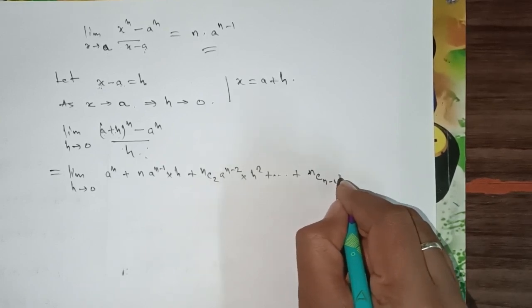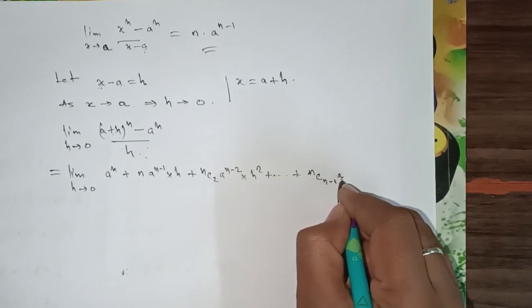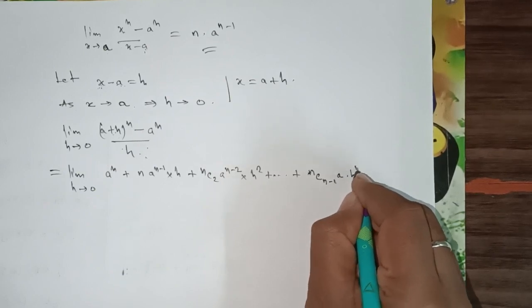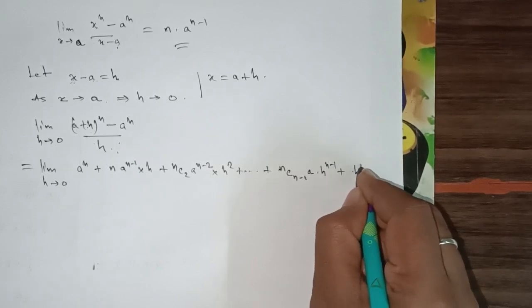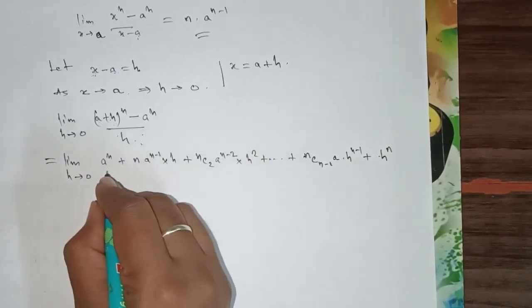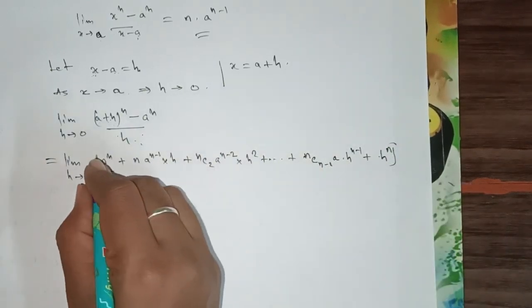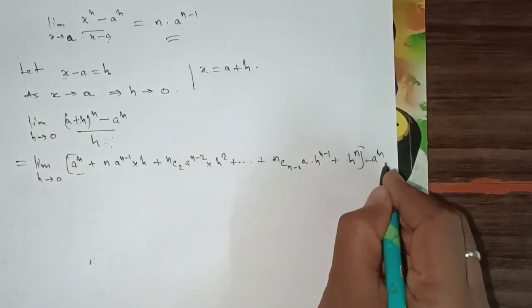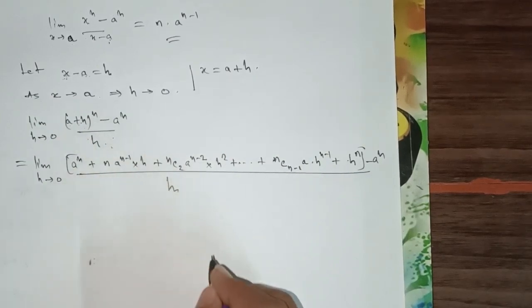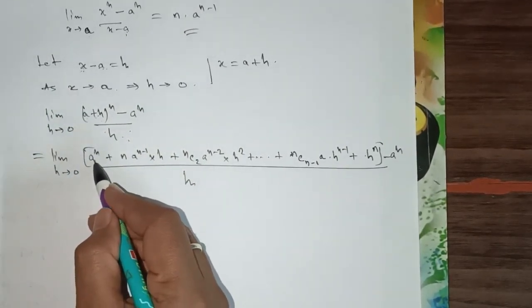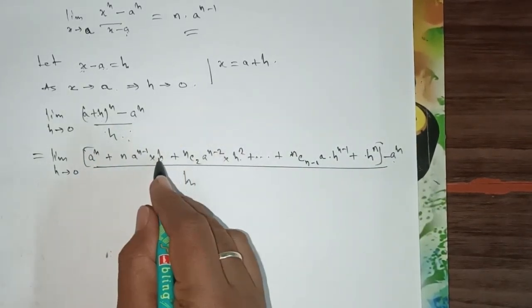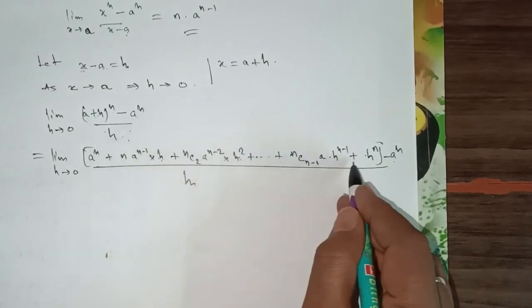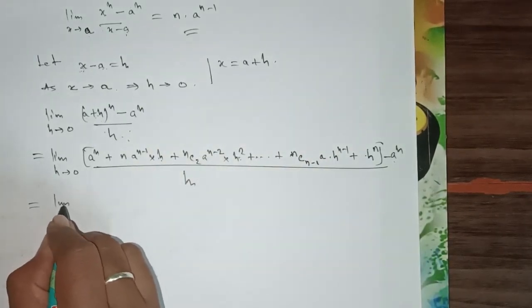You can see that we get a to the power n minus 1 only, into h to the power n minus 1, and the last one we have h to the power n, and this is totally in brackets, minus a to the power n, divided by h. Now you can see that a to the power n and minus a to the power n cancel each other, and if we take common h, you can see that h is common in each term. So we'll take h common.